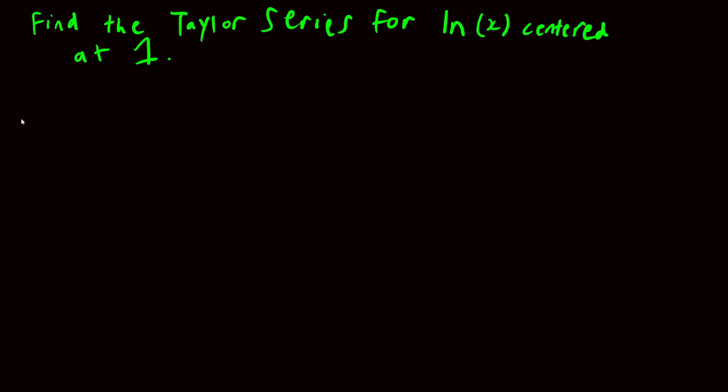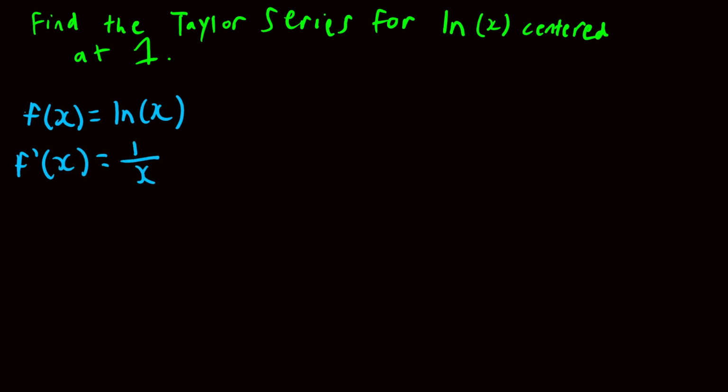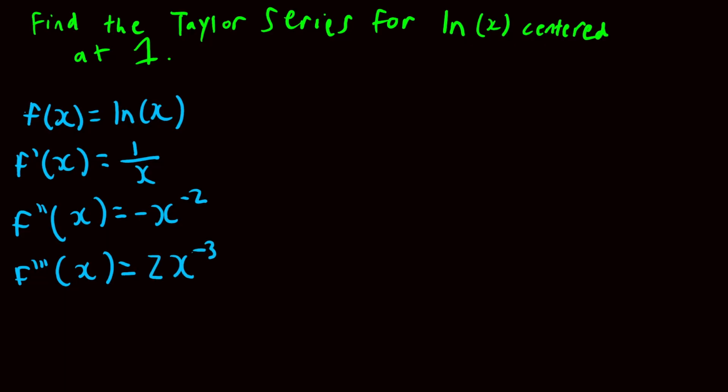Alright, so what color do you guys want to use? Blue? Alright, yeah, we'll use blue. Alright, so remember, guys, first step, we're going to want to write out our function. So ln x, and then we start taking derivatives. f'(x) equals, that's just 1 over x. And then f''(x) is just going to be negative x to the -2. f'''(x) is going to be 2x to the -3. Alright, so this isn't bad. I think that will be good enough. If not, we can always write more.